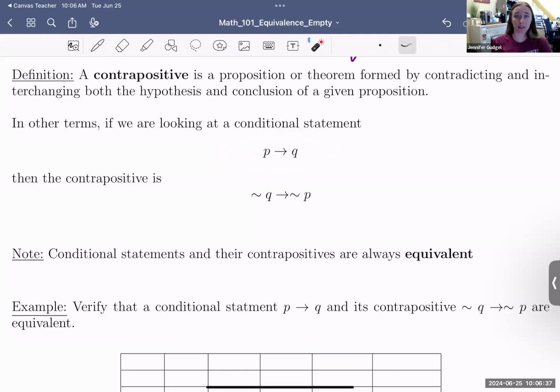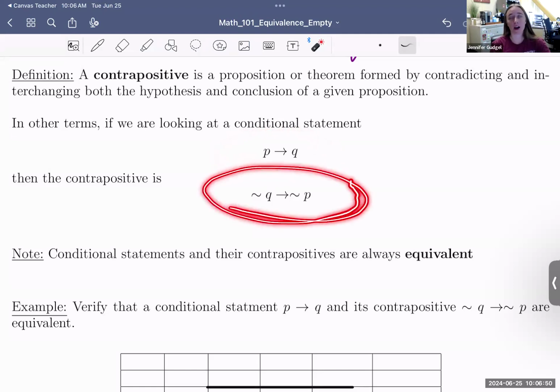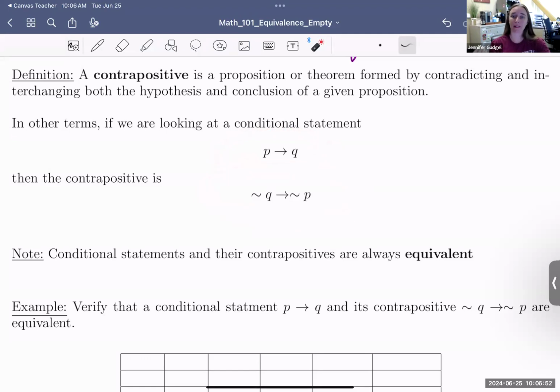A contrapositive is when we reverse the pieces and we negate them both. So if P then Q is our original statement, then the contrapositive is: if not Q, then not P. All right, the negation and that reversal of that conditional statement. These are always equivalent. Let's prove it.